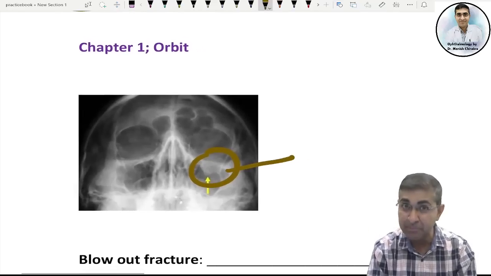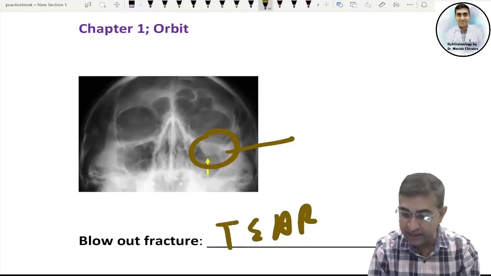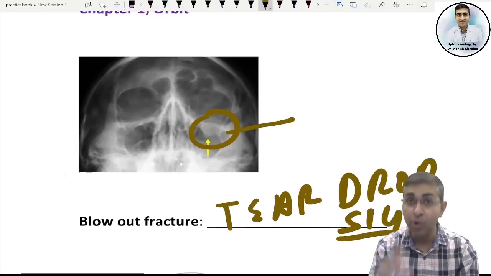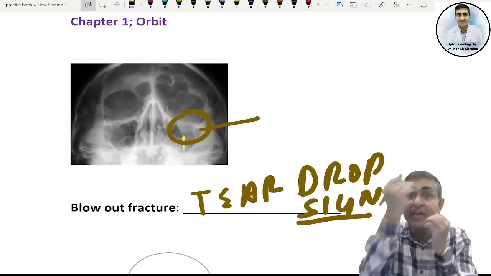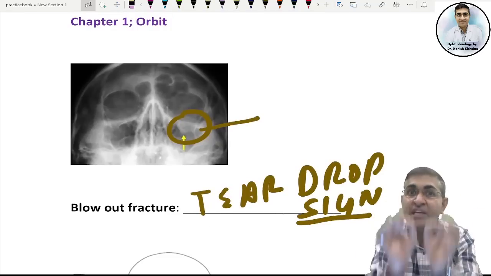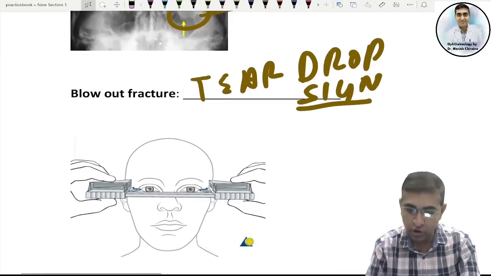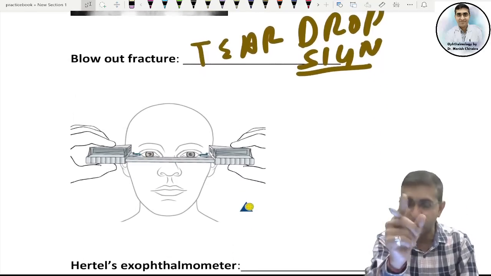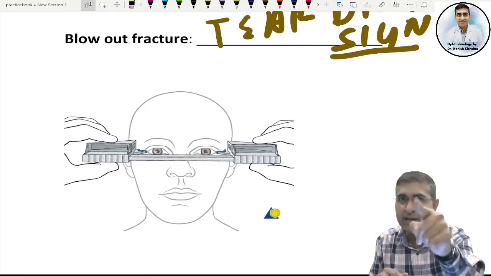This is a typical sign that you call teardrop sign. Yes, so this is teardrop sign and it is seen in blowout fracture of the orbit, in which there is herniation of the intraorbital contents through the fractured inferior wall of the orbit. Yes, okay, so this is teardrop sign seen in blowout fracture of the inferior wall of the orbit, and it is seen in which trauma? Blunt trauma, penetrating trauma. It is seen in blunt trauma.